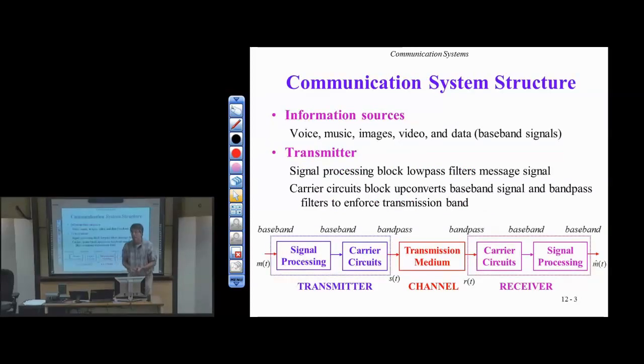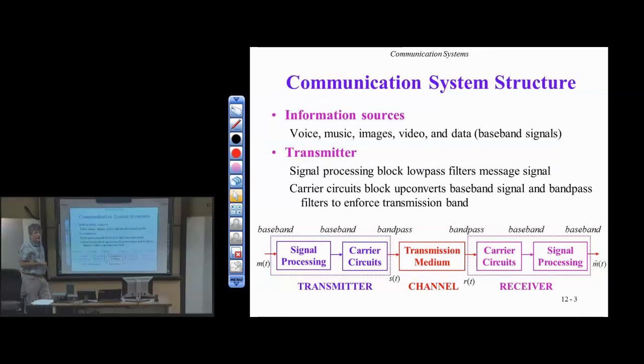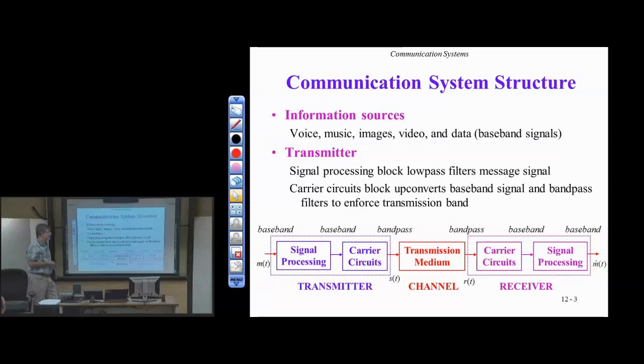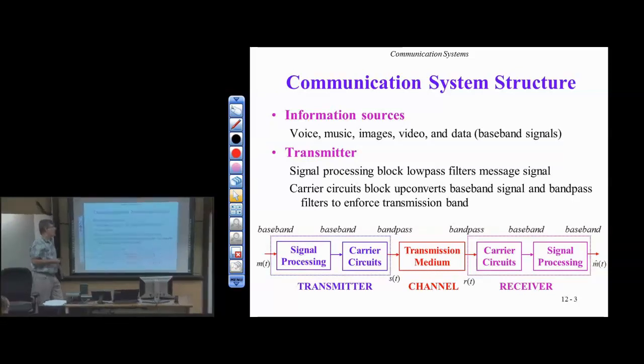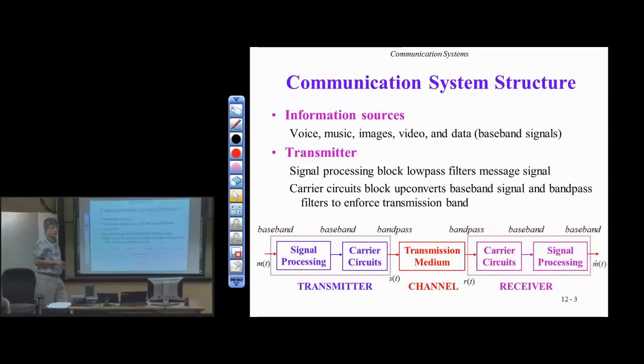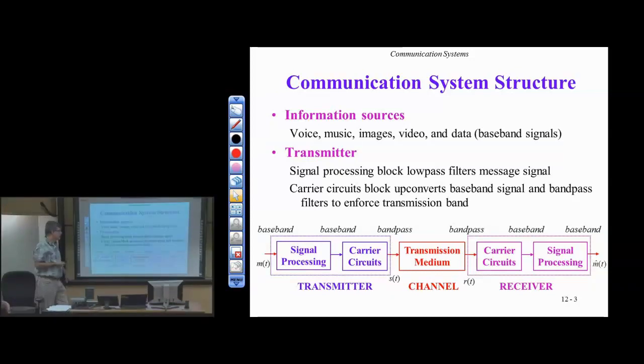Way back in lecture zero slides, we had this block diagram, and it's going to come up several times again for the rest of the semester. It's a very high level abstract block diagram for a communication system. Just to review, we have information sources. It can be voice, music, images, video, and data. These are baseband signals, again, energy concentrated around zero frequency. They may or may not include zero frequency, or zero frequency may or may not be relevant. In audio, we don't hear zero frequency, for example.